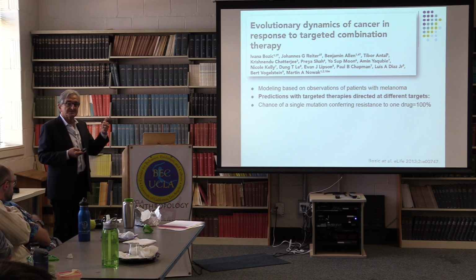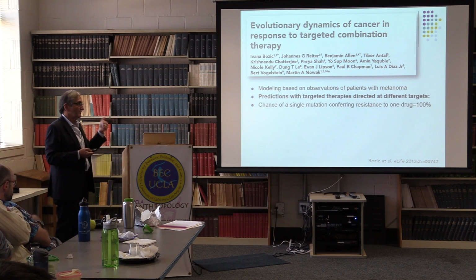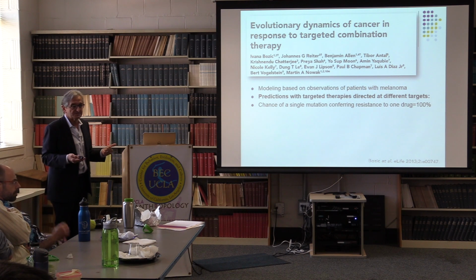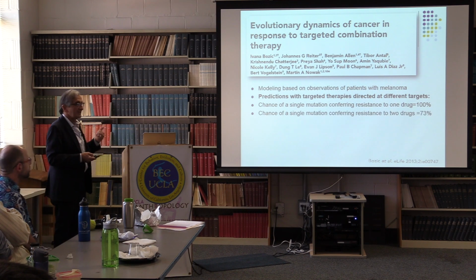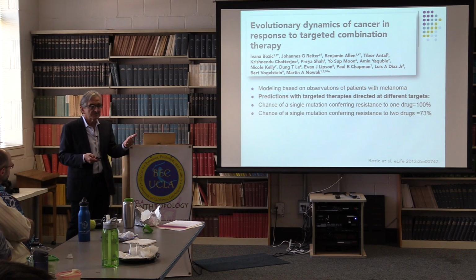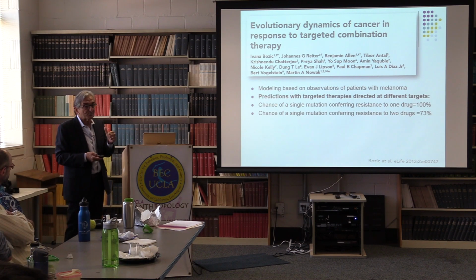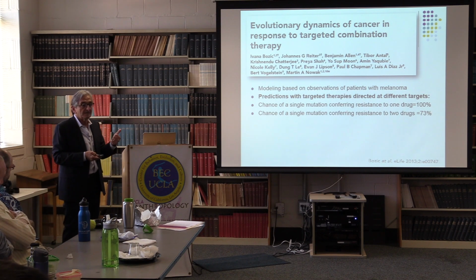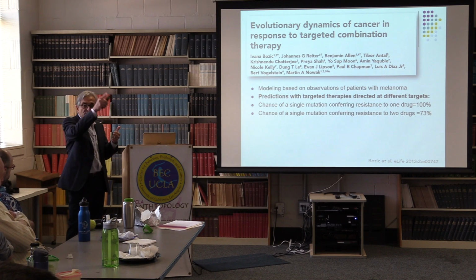So the chance of a single mutation conferring resistance to a single drug is 100%, given the number of cancer cells and the population diversity. The chance of a single mutation conferring resistance to two different drugs is less than 100%. It's still 73%. Still pretty likely that one mutation somewhere in that vertical pathway could get around the two blocks that you just applied with those drugs.